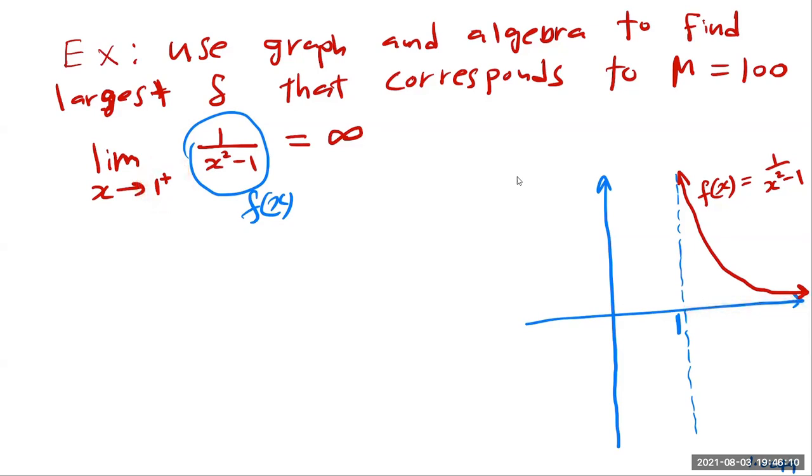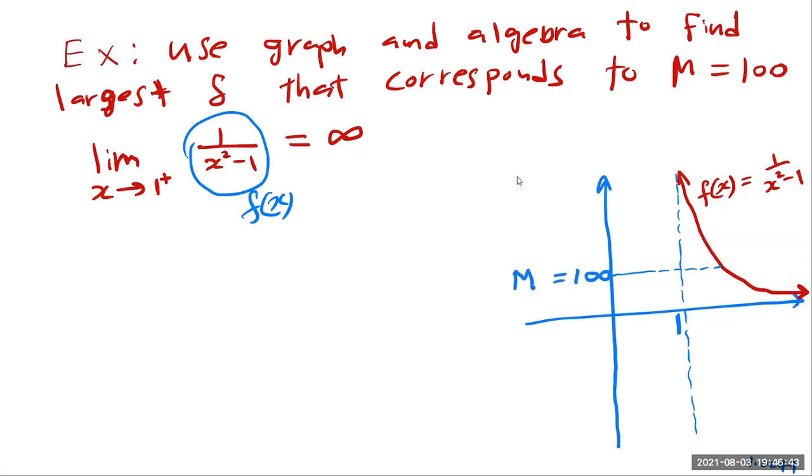Okay, so if I graph this one, I'm going to get a graph like this. Okay, so this is how the graph looks. As x approaches 1 from the right-hand side, your y value is growing without bound. Okay, so now my m is given to be 100. So let me mark my m. Let's say m is somewhere here. This is my 100. This is the value of m.